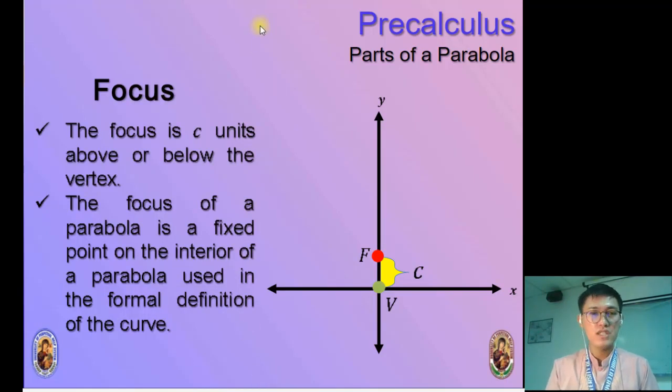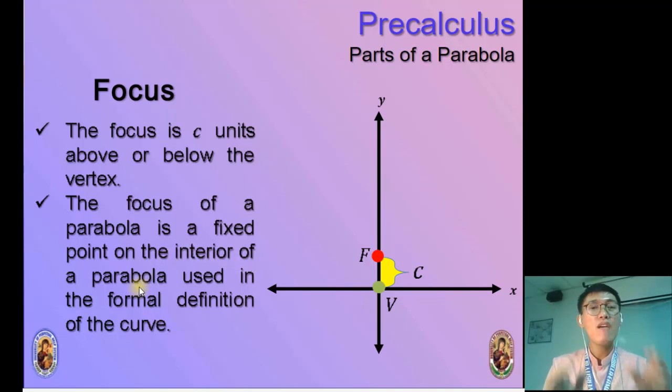Let's proceed with the focus. Okay, the focus is c units above or below the vertex. Above or below depends on the orientation of our parabola, if it opens upward or downward. If it opens upward, the focus is above the vertex. But if the parabola opens downward, the focus is below the vertex. Okay, the focus of a parabola is a fixed point, denoted by the letter c, on the interior of a parabola, used in the formal definition of the curve.